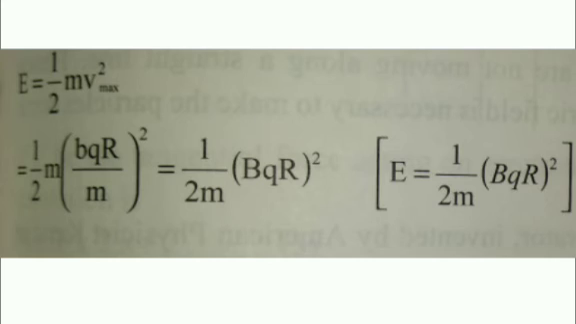So we have the expression for velocity. Substitute that expression into this formula, that is, we will get E is equal to half m times (BqR divided by m) whole square. By simplification m gets cancelled, so we will get E is equal to 1 divided by 2m times (BqR) whole square. So this is the expression for the final energy of the accelerated charged particle which comes out from the cyclotron.